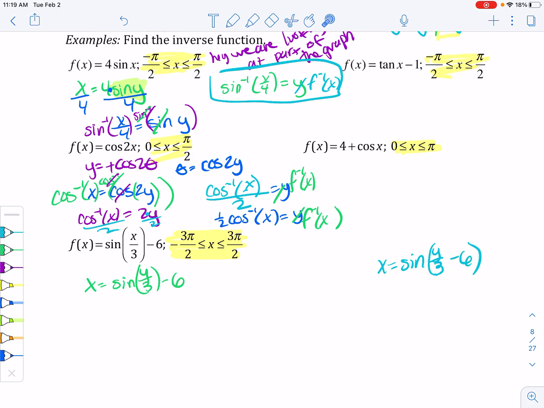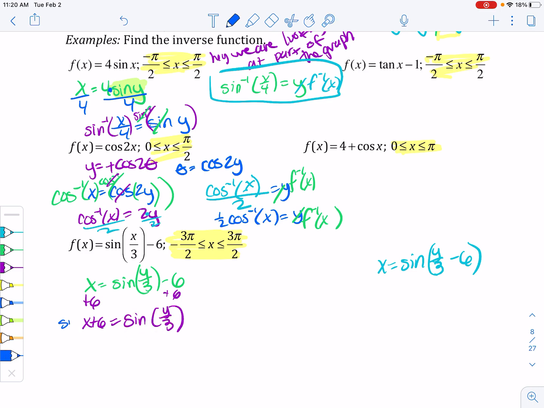this is outside the sine. So since this one's outside, we undo that first. So I'm going to add 6. We have x plus 6 equals sine of y over 3. There's nothing being multiplied in front of the sine. There is a divide, but that's inside the sine, so I'm not worrying about that yet. I first have to undo the sine.